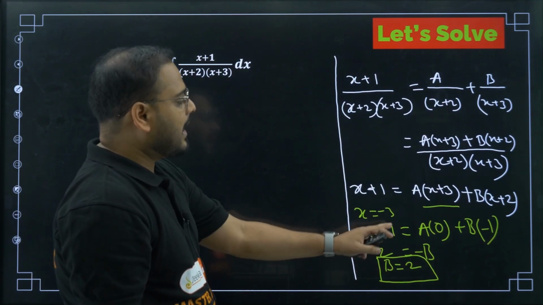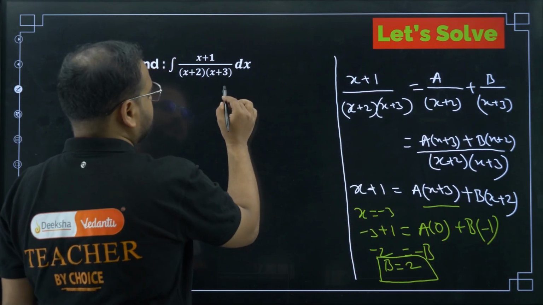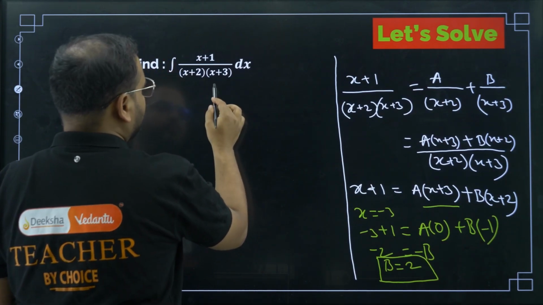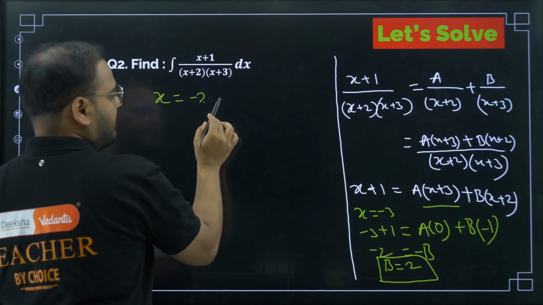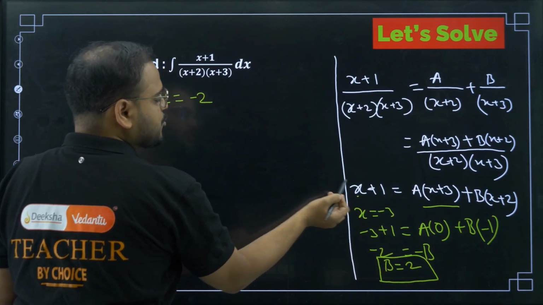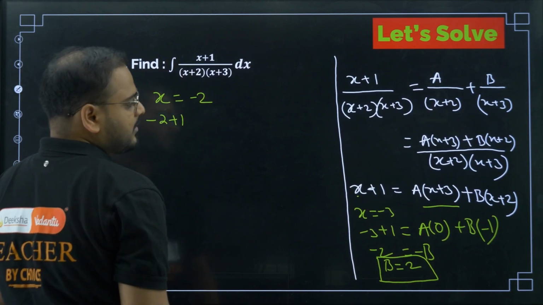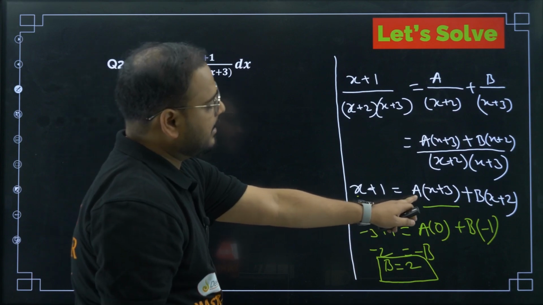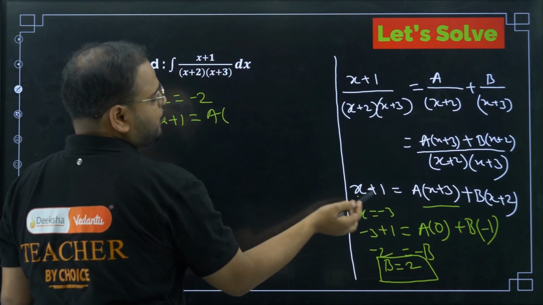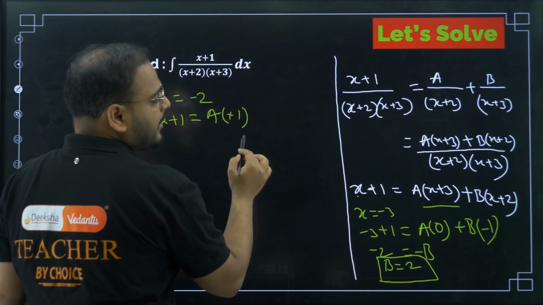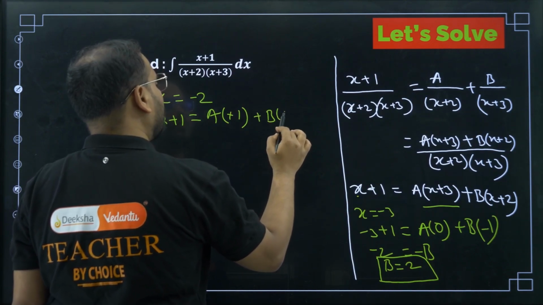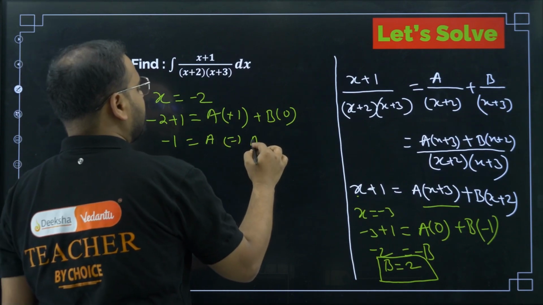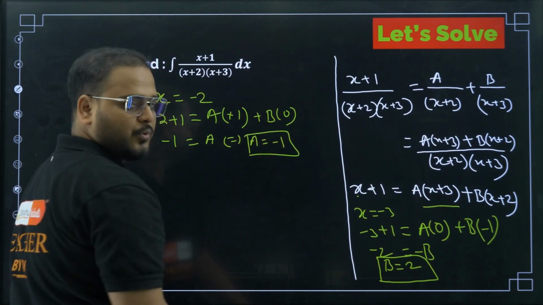Okay. Now I'll take x as minus 2. Please see this. I'll take x as minus 2 over here. What I'm going to get, please check. I'll get minus 2 plus 1 equals a times of minus 2 plus 3, so plus 1, and this will be simply 0. How much do I get? Minus 1 equals a. So what do I get for a? A is simply minus 1. Yes or no? Yes, sir.